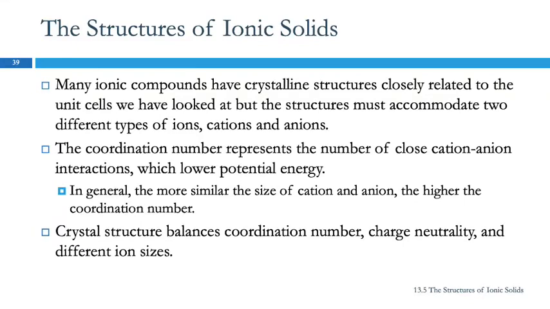Okay, we said we'd get back to the ionic solids. Here we are back to the ionic solids. So ionic compounds often have crystalline structures that are similar to or closely related to those unit cells that we talked about earlier. What makes it a little more complicated, though, is that that structure has to accommodate two different ions, a cation and an anion.